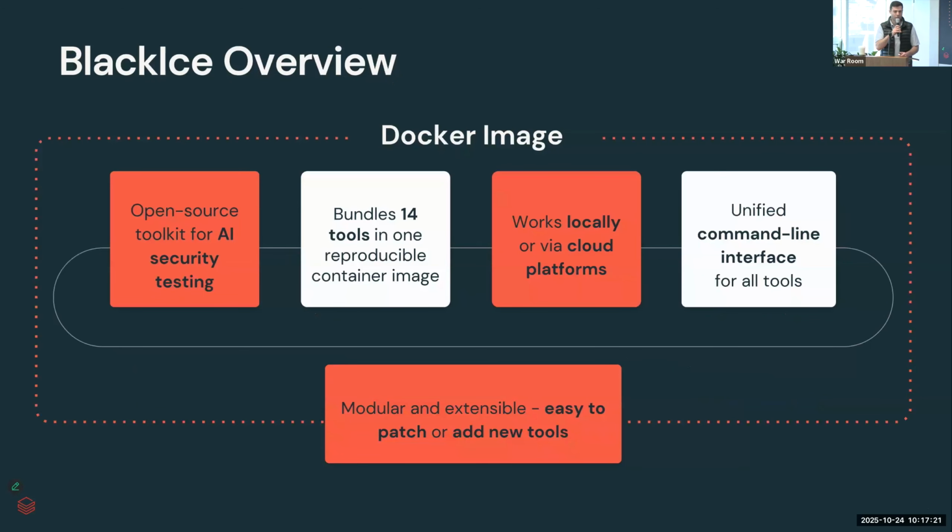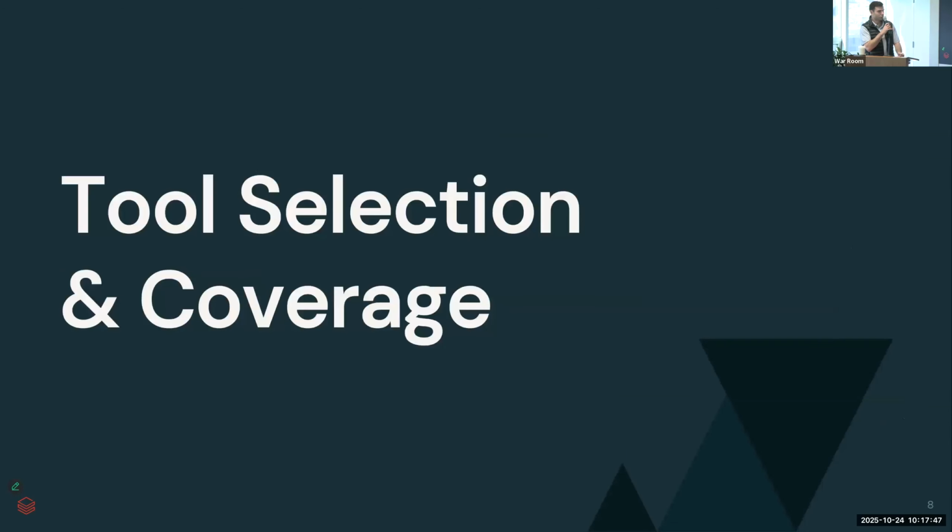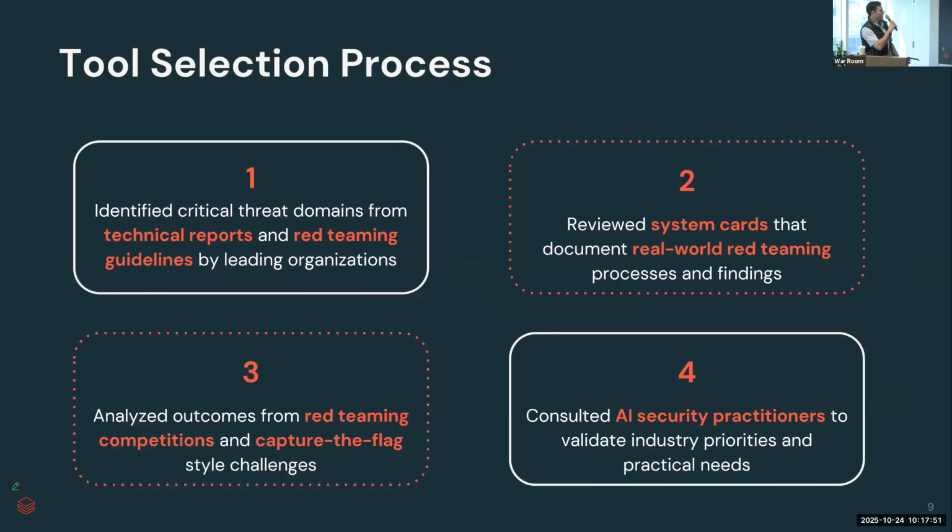So what we came up with is BlackIce, which, as I mentioned, is a Docker image that bundles 14 tools together. As it's an image, it's portable, and it works locally or via cloud platforms. We unified the command line interface for all tools, and we made the Docker build process very modular and extensible, so it's easy to add new tools, and we can even patch the source code of existing tools, which I'll describe if that's necessary for your use case. But first, I'll discuss the tool selection and coverage that the toolkit provides.